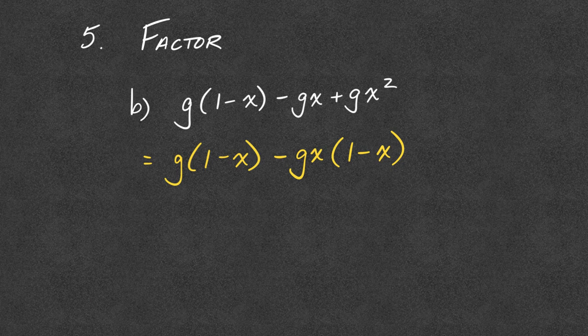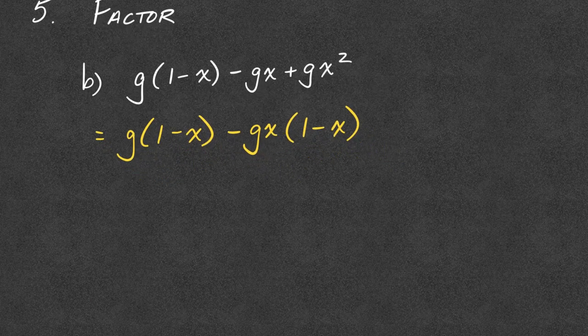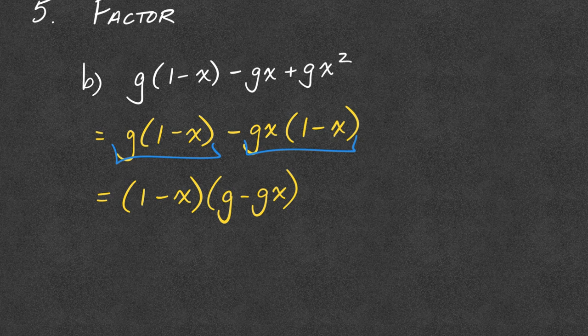Now you take a look at that and you recognize that within that you have two terms, and those two terms have a common factor, and what's screaming at you is that bracket factor, that 1 minus X. And so you common factor out the 1 minus X, and you are left with G minus GX.